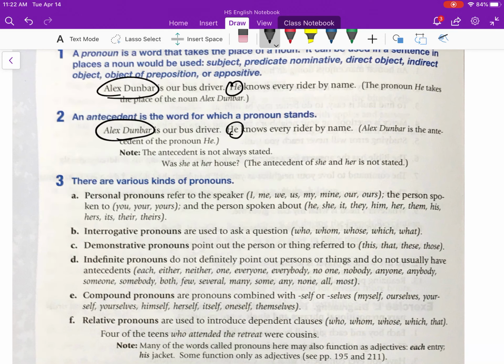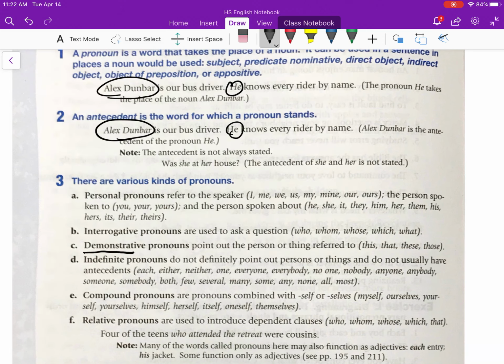Then there are also interrogative pronouns. They are used to ask a question, and they are who, whom, whose, which, and what. Then there are the demonstrative pronouns, and you can see the word demonstrate is there in the word demonstrative, so these are the pronouns that demonstrate something. They point out the person or thing referred to. They are this, that, these, and those.